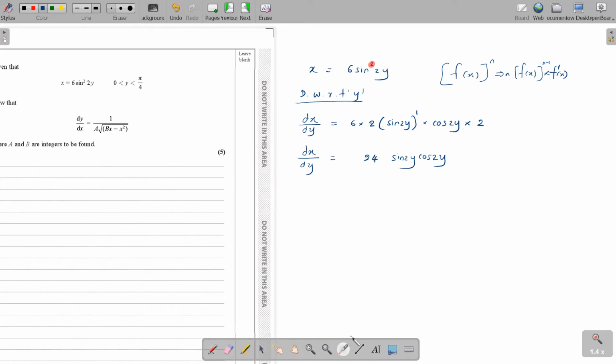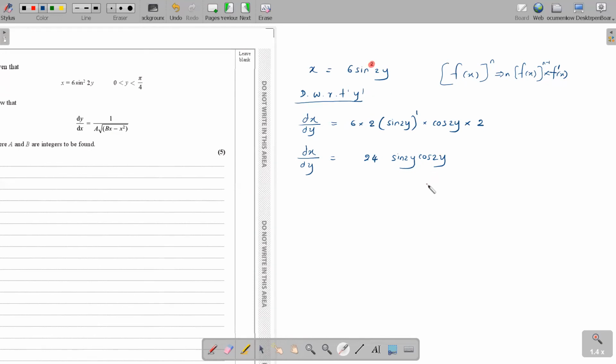Don't use double angle rules here. Sine 2y is 2 sine y cos y, but you will only go further away from your answer, because we need to get our answer into x. You need to make it into an x function. So x is 6 sine square 2y, which is already the double angle function. If you replace sine 2y with 2 sine y cos y and cos 2y with the double angle rules, 1 minus 2 sine square or something like that, it's not going to come any closer to your answer.